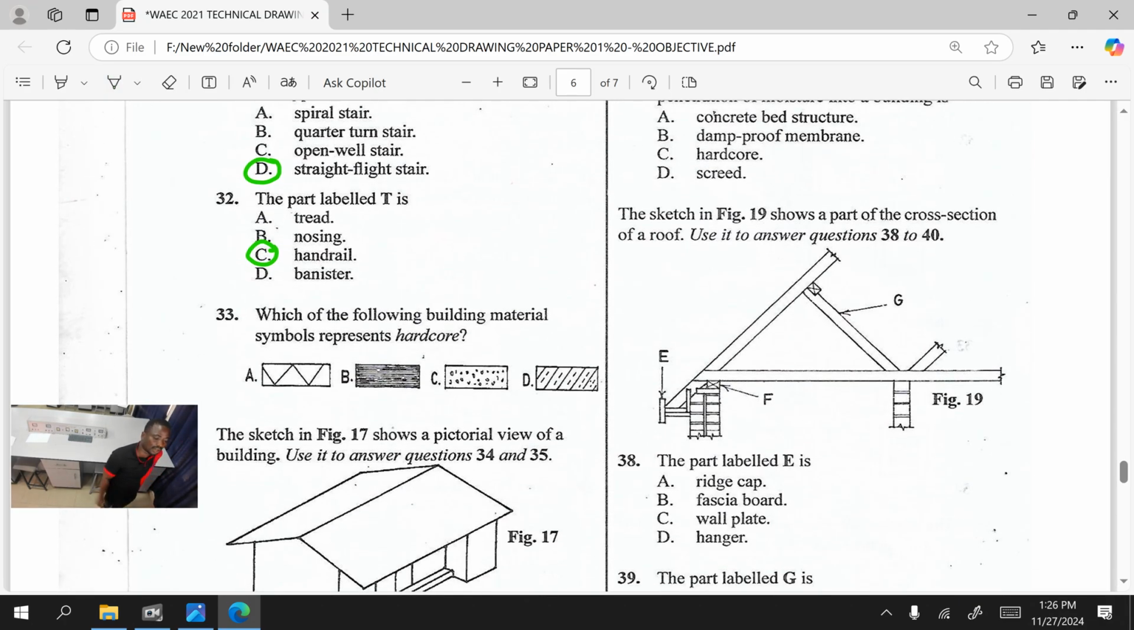Question 33: which of the following building material symbols represents hardcore? You should know your representation, your conversion. The answer is A.